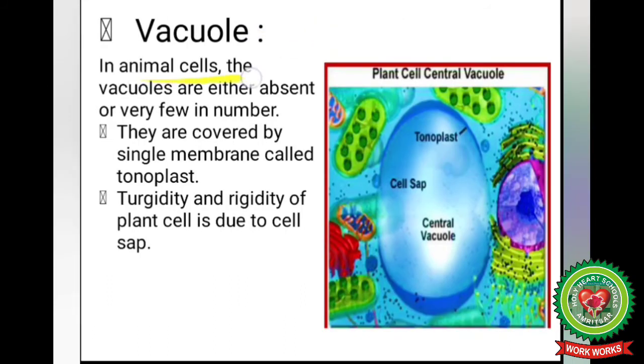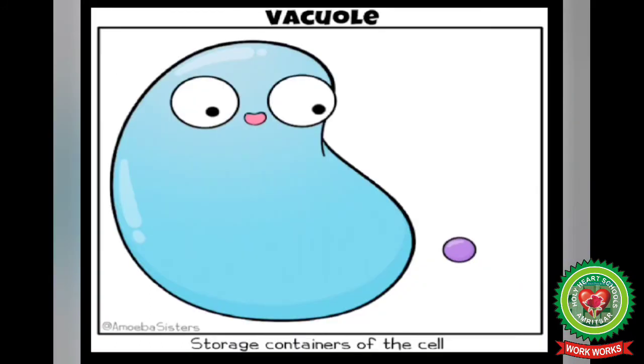Vacuole. In animal cells, the vacuoles are either absent or very few in number. They are covered by a single membrane called tonoplast. Turgidity and rigidity of plant cell is due to cell sap. These are membrane-bound sacs found in the cytoplasm. They contain cell sap. Cell sap consists of water, sugar, and enzymes.